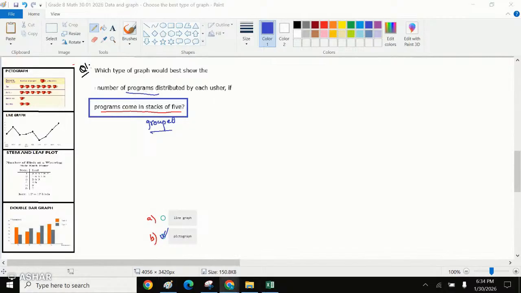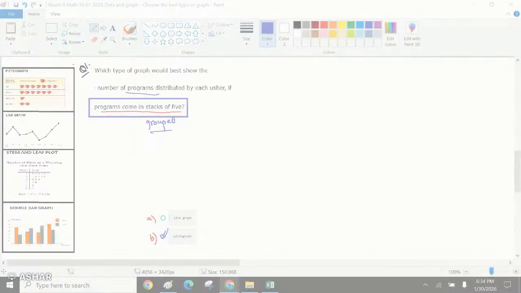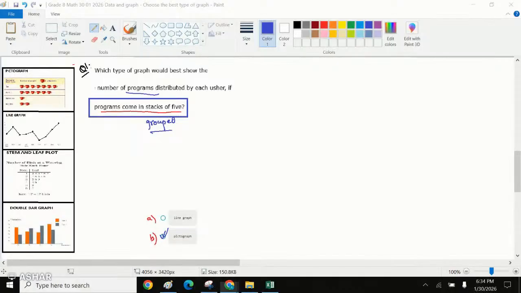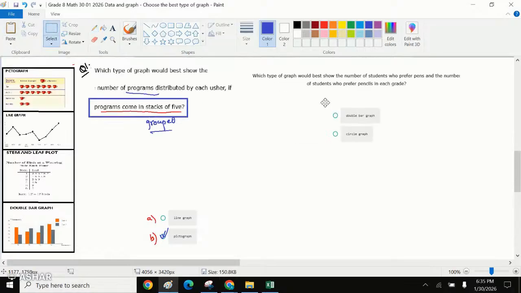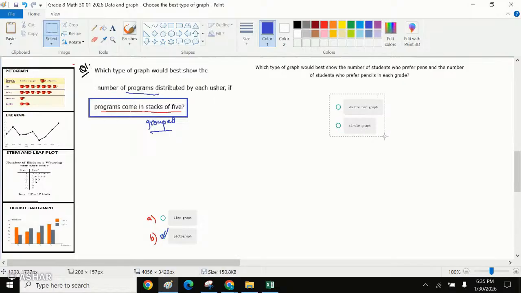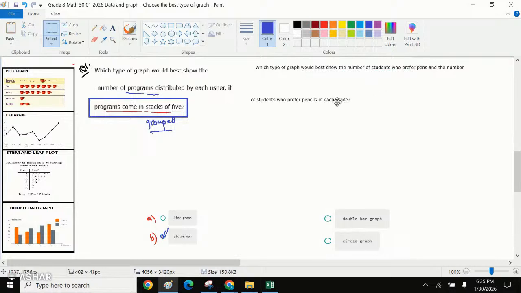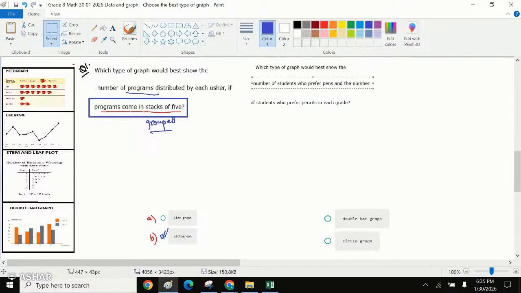Question number 2 says, let me just copy it. Which type of graph would best represent the number of students who prefer pens over pencils, where they're comparing two quantities? Okay, so the given options are a double bar graph, a circle graph. Why would we use a double bar graph? Can anyone tell me?